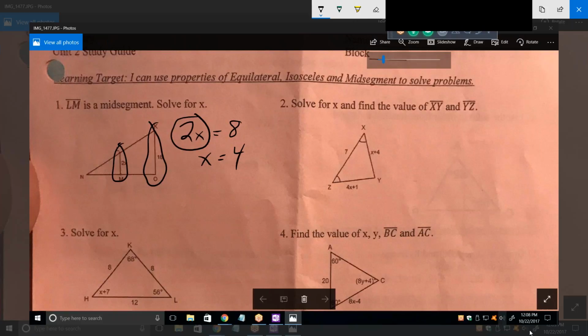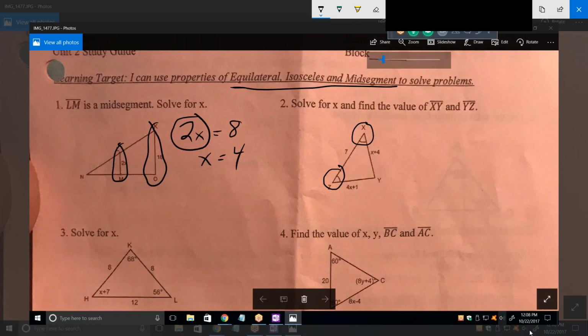I don't know what type of triangle it is. They don't give us a lot of information about it, but they do tell us that that angle is equal to that angle. What kind of triangle does that make it? Go back to the directions. We got 3 kinds of triangles. Which one?